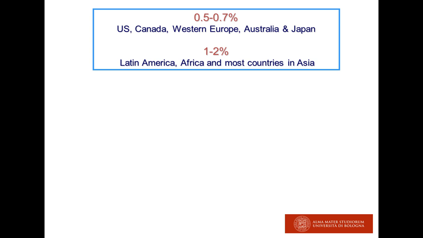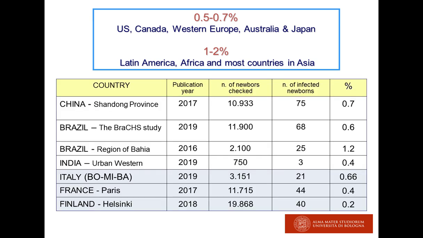For the birth prevalence, in countries with low population density we can recognize a low risk of congenital CMV infection. The birth prevalence in these countries is from 0.5 to 0.7%, whereas in countries with a high population density, the birth prevalence is higher, between 0.8 and 2%.